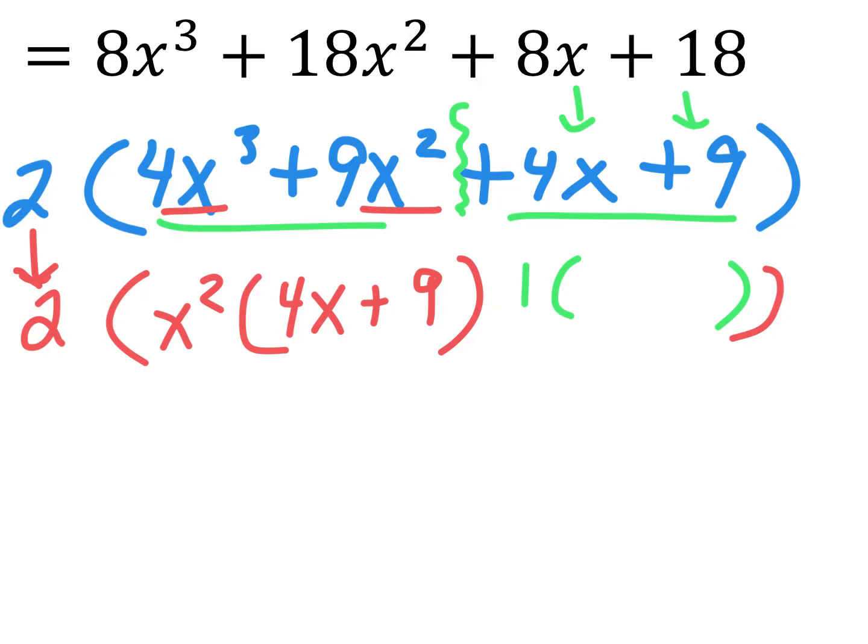And then I said that I should weirdly factor out a 1 here. That's so that you'll still have a 4x plus 9 here. Coincidence that these are identical? No, it's a sign you're doing it right. Of course they have to be the same.